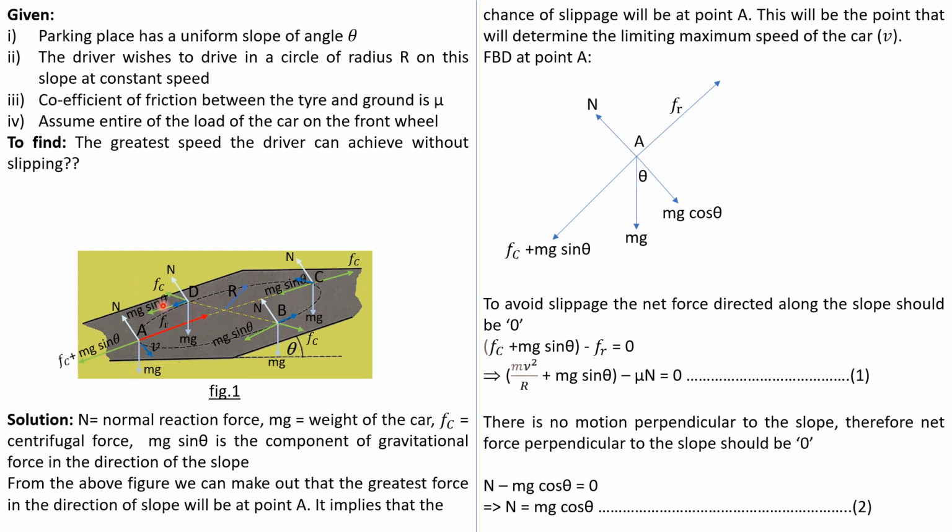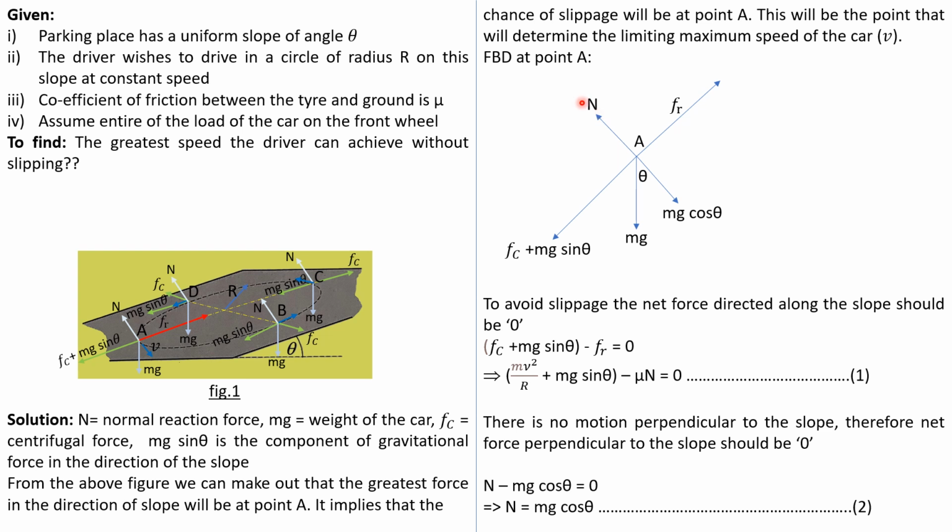So this is the place where the force that can push the car downwards is maximum. So for this will be the point where we should consider all the forces and check for the maximum speed what the car can achieve. So we have made a free body diagram at point A.